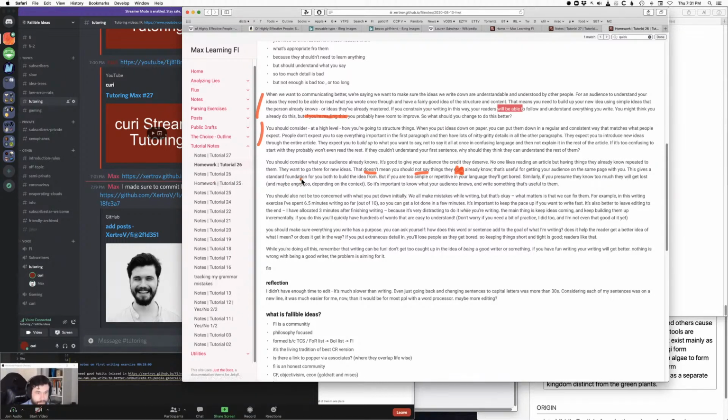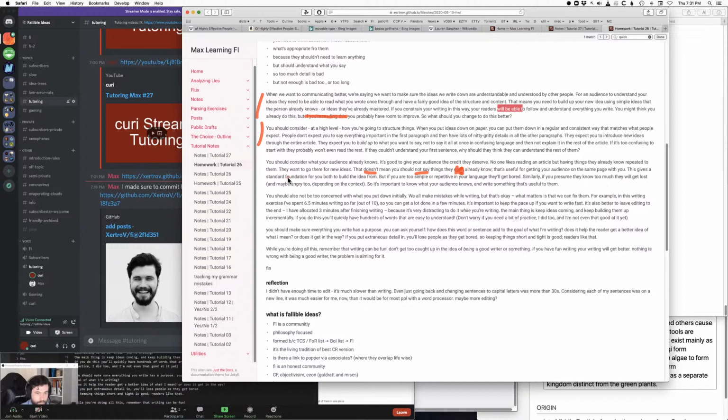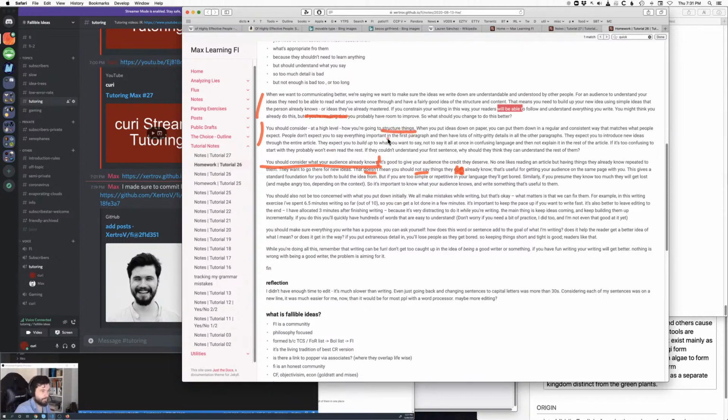Okay. There's a standard foundation. If you're too simple, they get bored. If you presume too much, they get lost. So it's important what your audience said. And this is in the correct paragraph, it matches the topic sentence. I forgot what paragraph I was on, so I checked, and it was, in fact, the right one. It wasn't the structure one anymore. So it fits properly, so that's good.